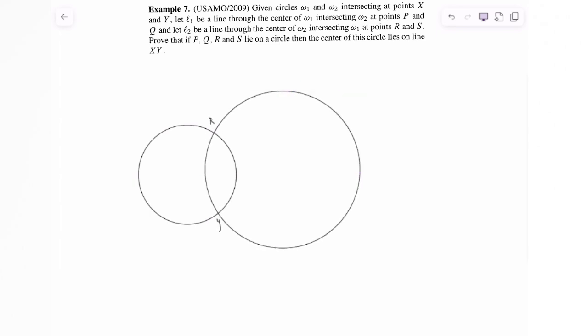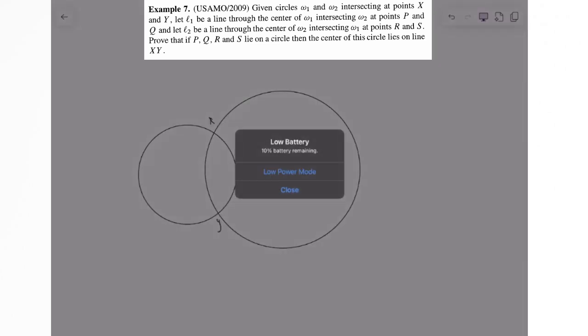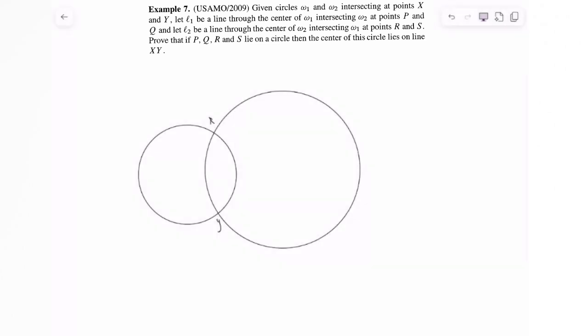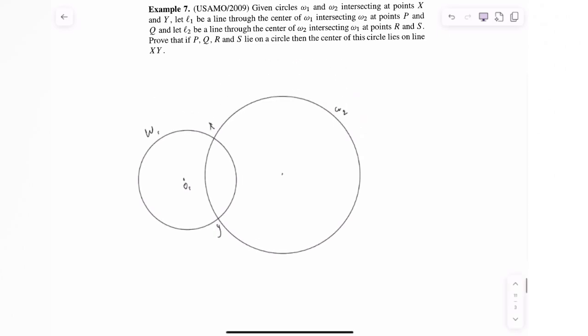So X here, Y here. Oh, I'll correct that later. Okay. Let L1 be a line through the center of W. So let's call this omega 1, omega 2. Hence this is O1. This would be O2. Let line 1 be a line through O1, intersecting omega 2 at points P and Q.